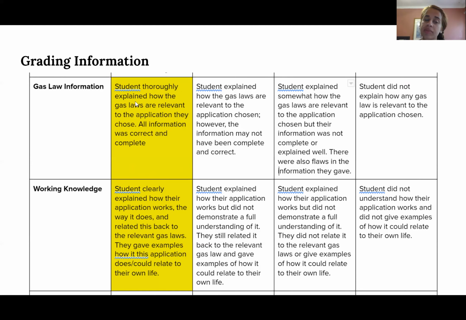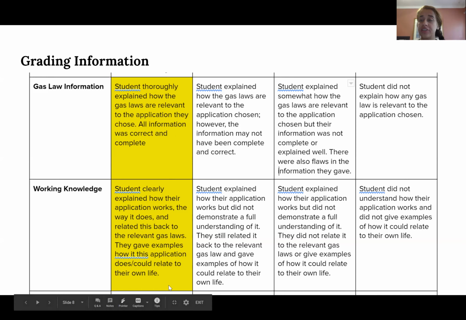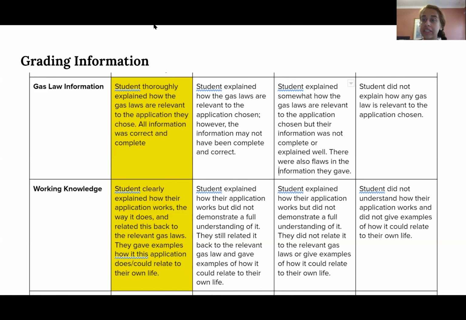Student thoroughly explained how the gas laws are relevant to the application they chose. All information is correct and complete. So I need complete sentences. I need relevant gas laws. I need you to be correct with that. Working knowledge, so you thoroughly are explaining how this application works, the way it does, and relating this back to the relevant gas laws. You gave examples how this application could relate to your own life. So focus really on these 2.